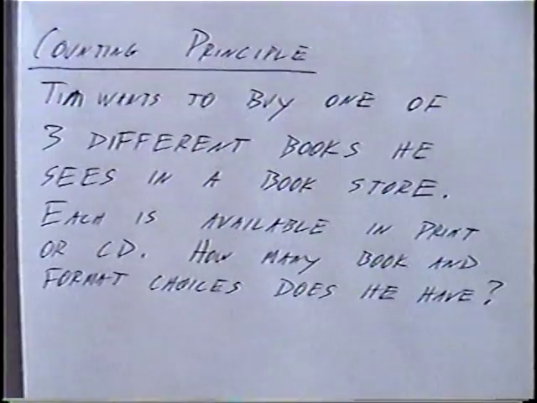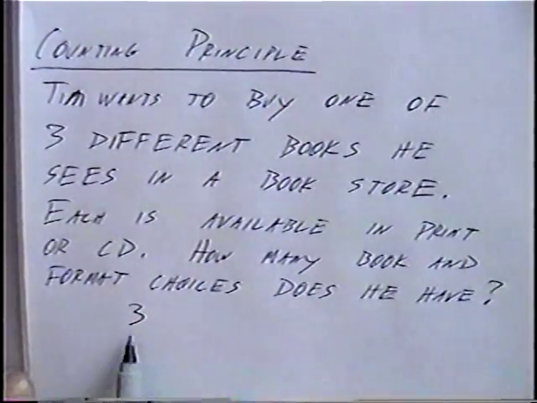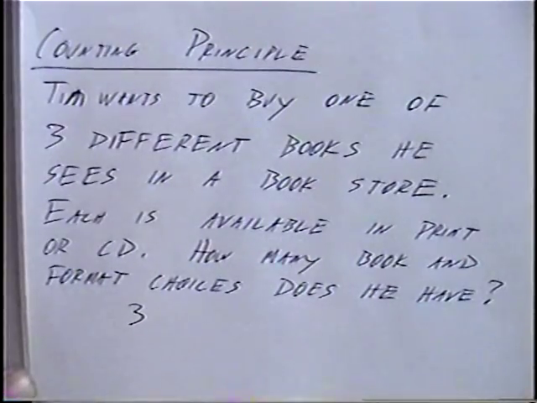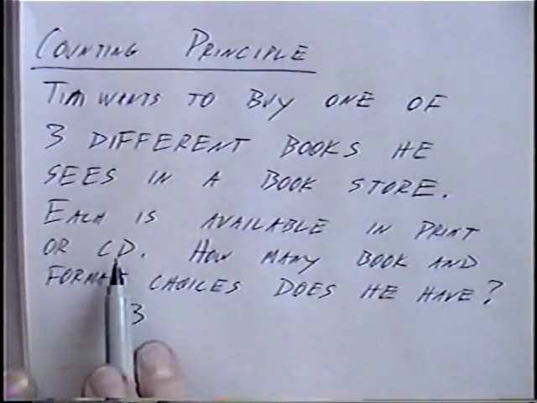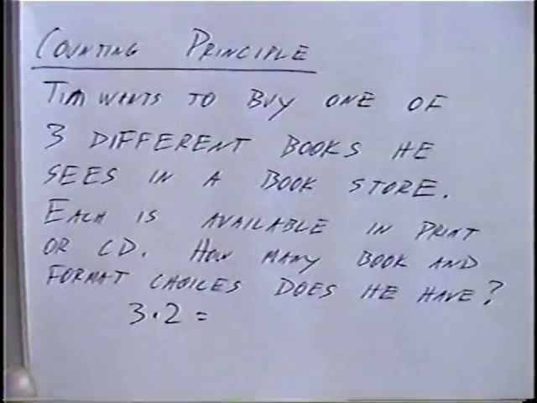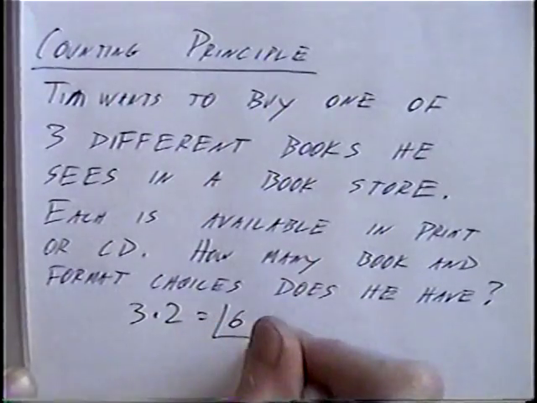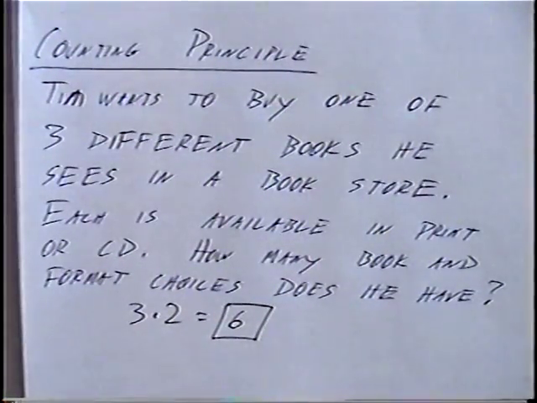For this example, Tim has 3 choices on the books that he wants to buy. So he has 3 different ways that he can choose a book. Each book is also available on print or CD, so he has 2 choices. So we'll multiply by 2: 3 total books to choose from, 2 ways to choose those books, which would be 6 total choices.